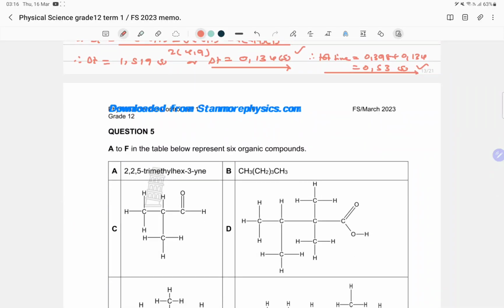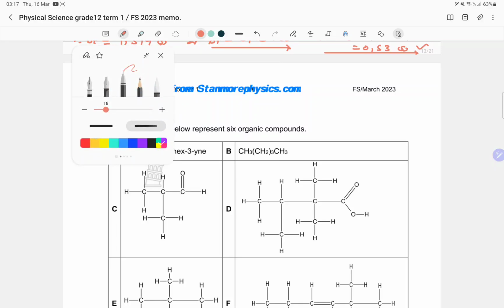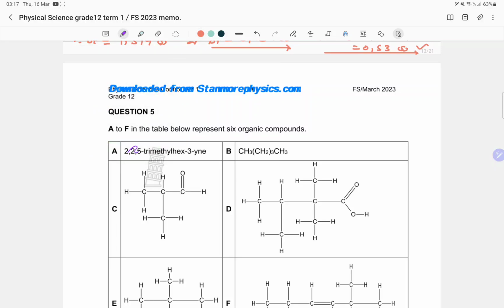Okay, question 5 says A to F in the table below represents 6 organic compounds. We've got 2,2,5 trimethyl hexane, hex 3-ine. So this is an alkyne. Don't want to worry about it, but it is branched. Okay, and then this one is CH3, CH2.